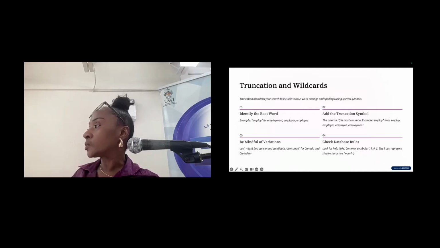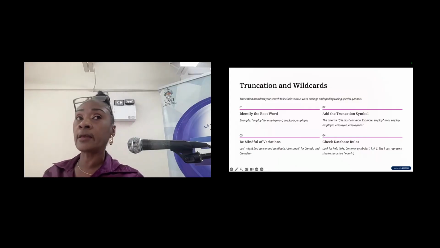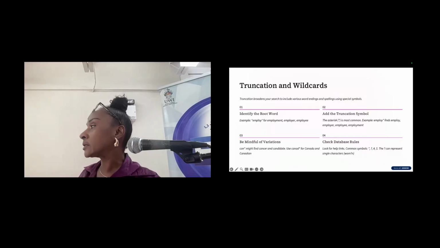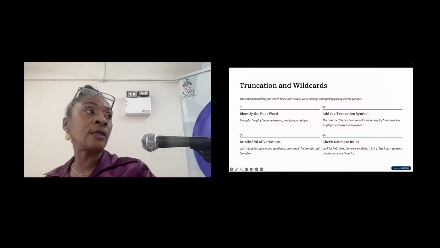Check database rules. Look for templates on the database interface, because different databases use different symbols. They use the asterisk, the question mark, the hashtag, or the dollar sign.